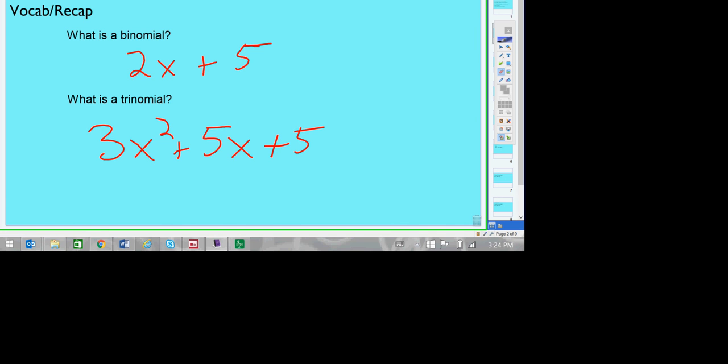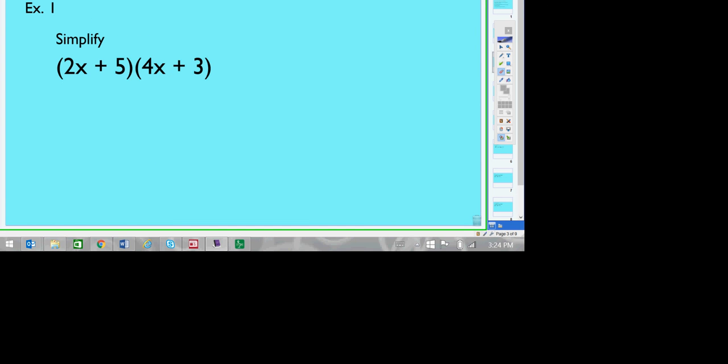All right. So first example, we're going to simplify, and we are going to multiply two binomials. So 2 times 2 is 4. We're going to have four terms. 2x times 4x is 8x squared. Then take that same 2x and multiply it by 3, and you get 6x.